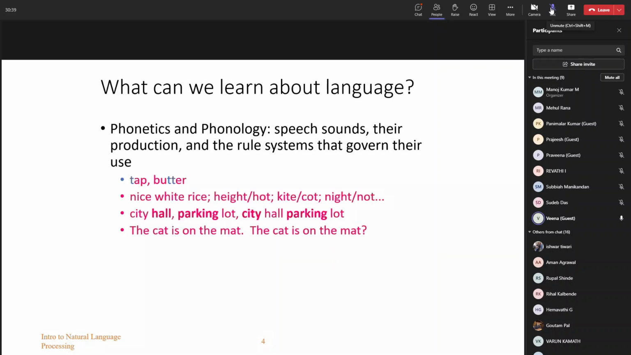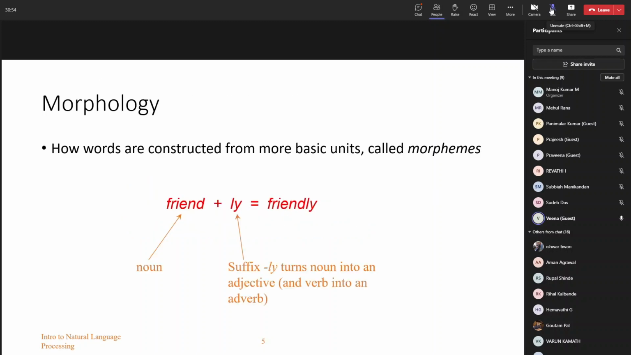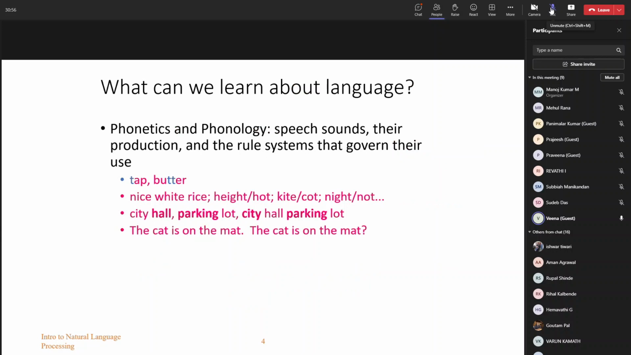So this is the phonetics part, right? The same letter, but when it is there in a different word, the pronunciation will be different. The last one, if we take "the cat is on the mat," if someone says it, it's a sentence. But if it is in a context, if someone is asking whether the cat is on the mat, then also the sentence will be the same with a question mark at the end, right?